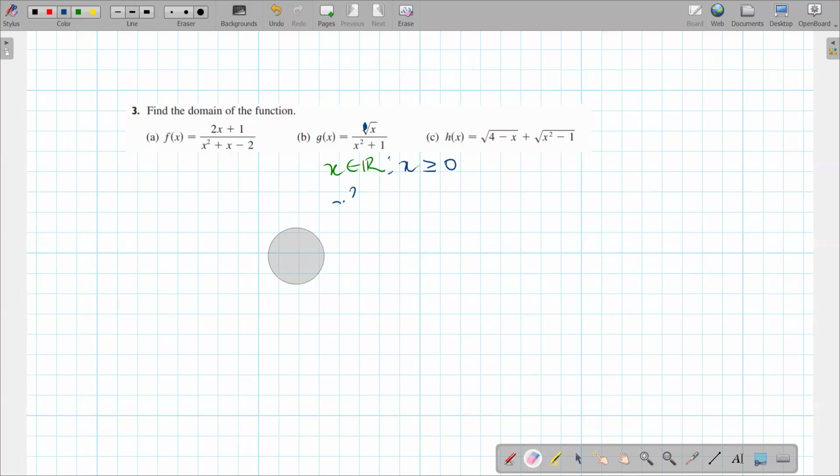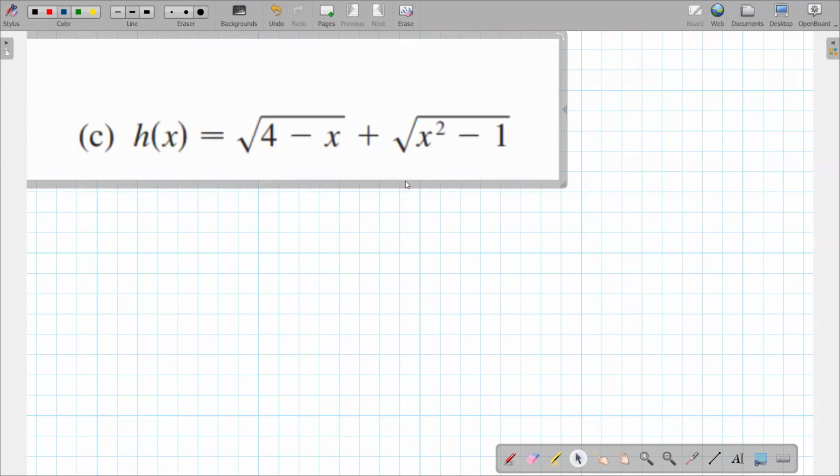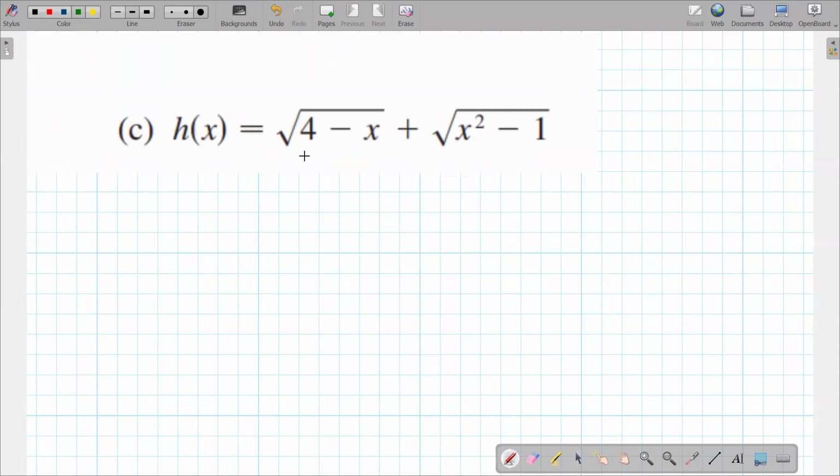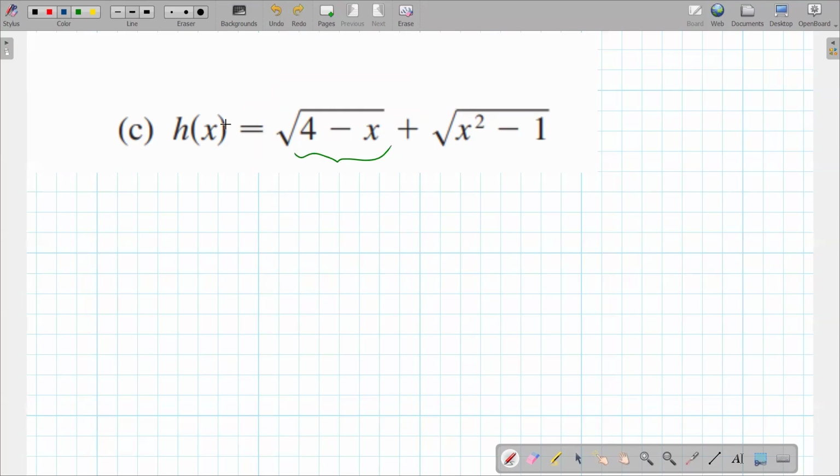Let's look at C. 4 minus x, x squared minus 1. How do we find the domain of this? Well, let's go one by one. So let's look at this one, 4 minus x. Can x be 4? Basically, what I'm trying to see here is what value of x would make this expression negative? Because you can't have a negative inside a square root.